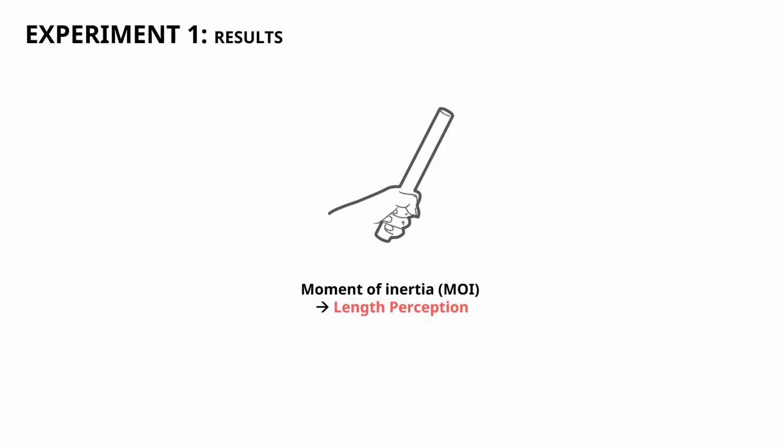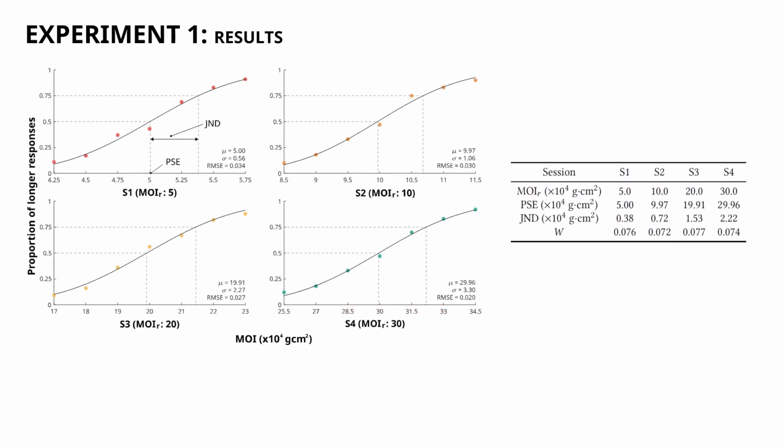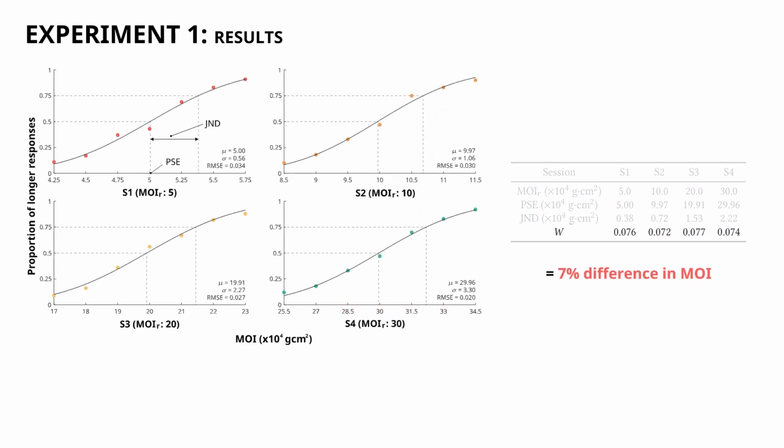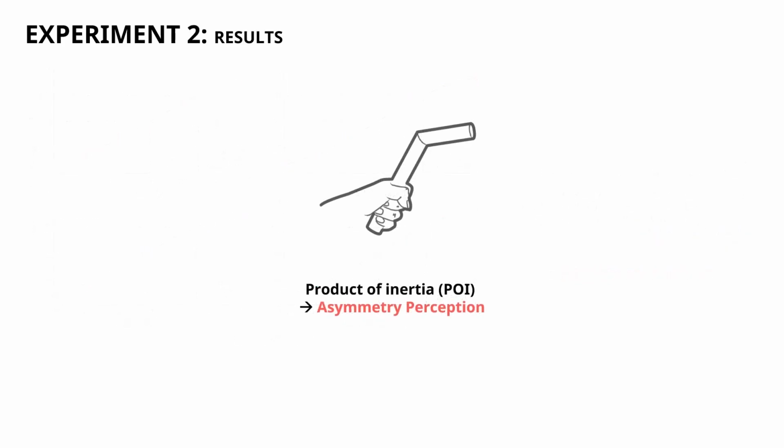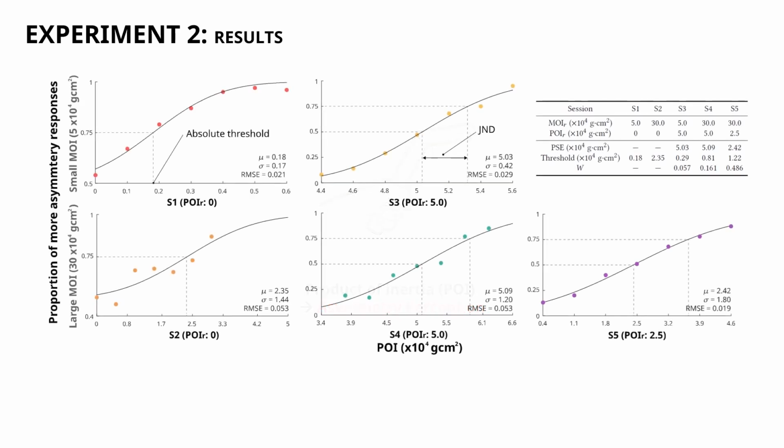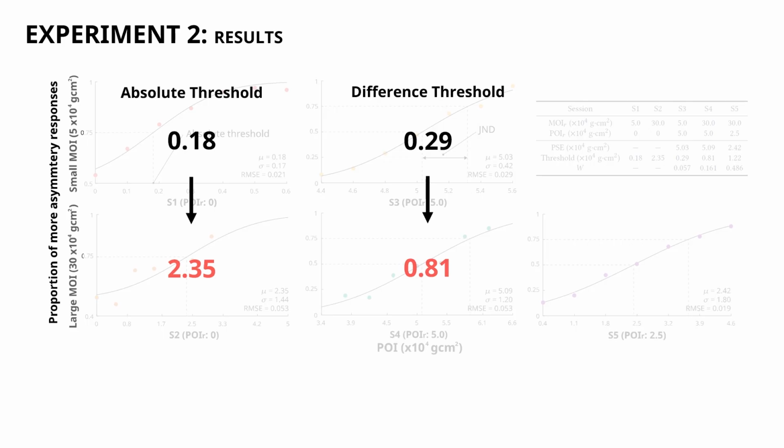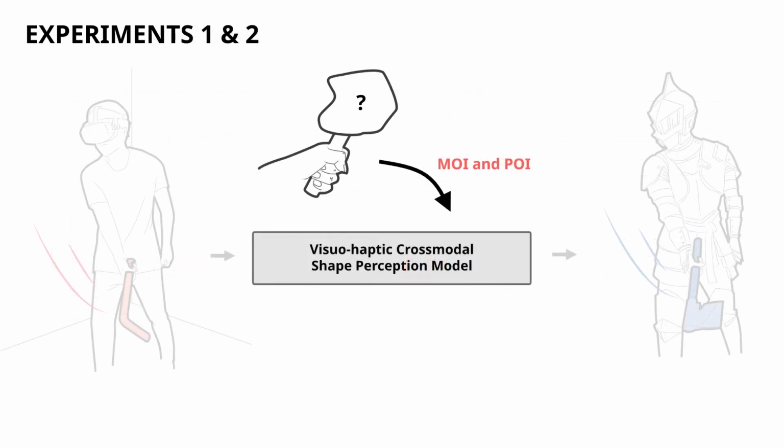Experiment 1 showed that the MOI of a physical object has a dominant effect on the perception of the object's length. The Weber fraction of length perception was very low, which means that people can discriminate 7% difference in MOI. In experiment 2, POI had prominent effects on the asymmetry perception of a physical object, with significant interaction with MOI. The sensitivity of POI gets worse as MOI increases. Therefore, MOI and POI are appropriate variables for object shape perception.